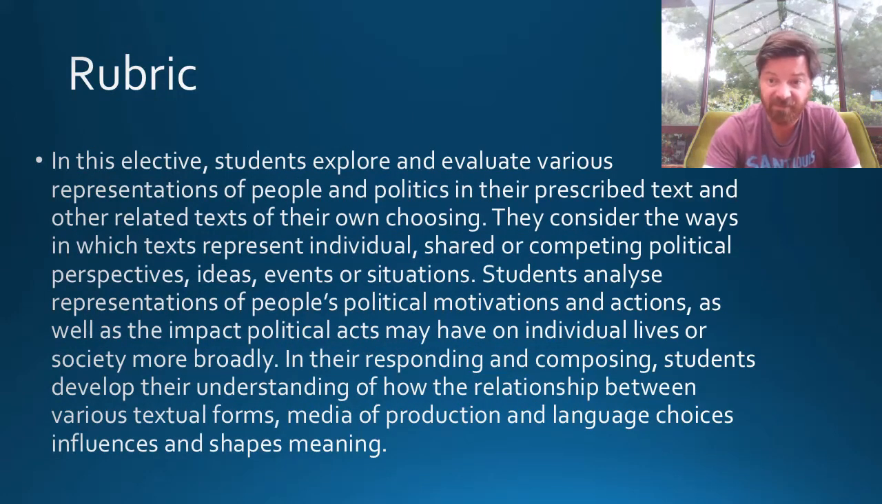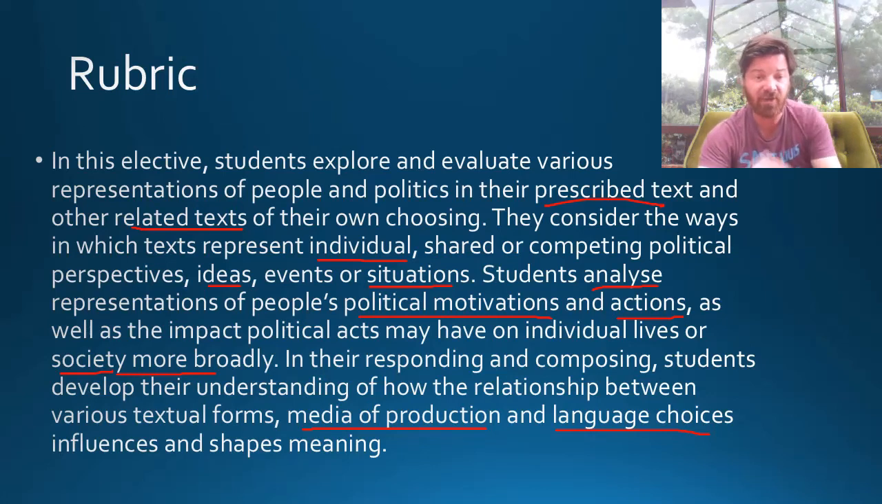So as you can see in what I've just gone through, we've got the prescribed text and the related text. We've talked about individual perspective, a situation, some ideas, and we've analysed the political motivations and the actions, and how it might impact society more broadly. We've had a look at the relationship, the language choices, and a song and also a text, so we've looked at media of production. So we're covering quite a lot of the rubric just in that one paragraph, and that's what you've always got to relate it back to. Hope this all helped you out. Cheers.